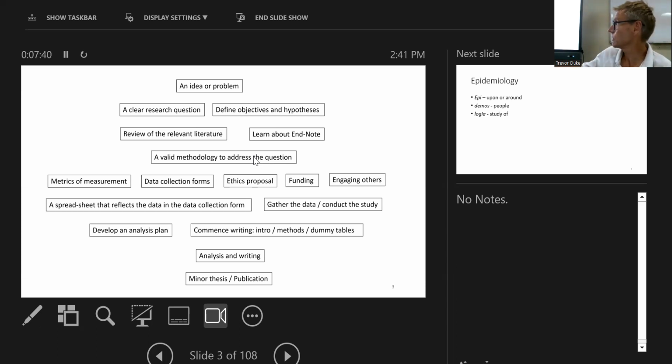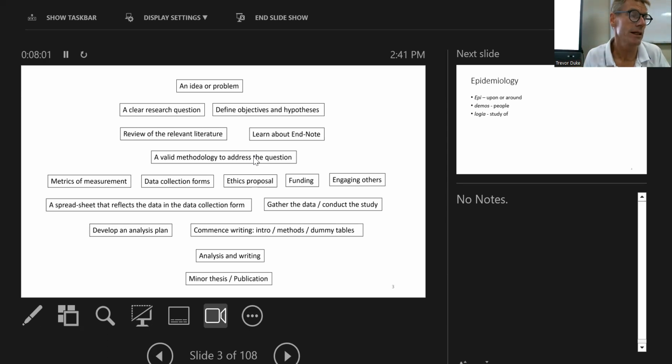I talk about this thing called dummy tables, and that's when you're trying to decide the way you're going to present your data. It's useful, even before you've got data, to think about the metrics you're going to present and how they might fit on a table, right? And you can mock up a table that is blank.